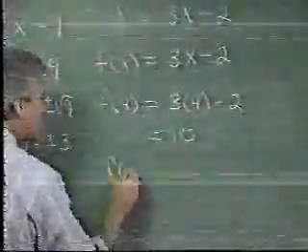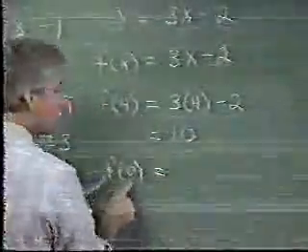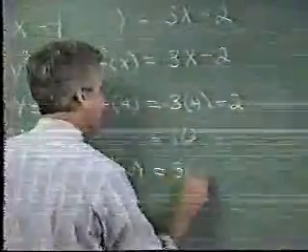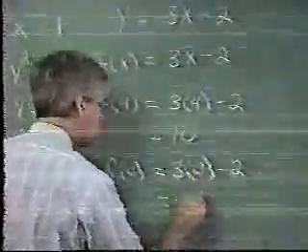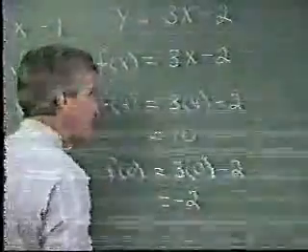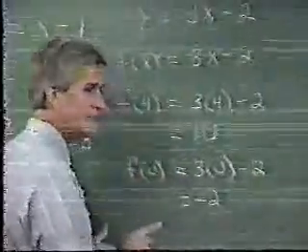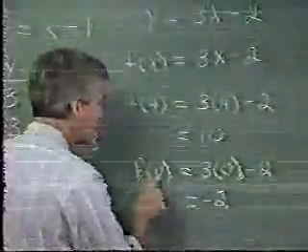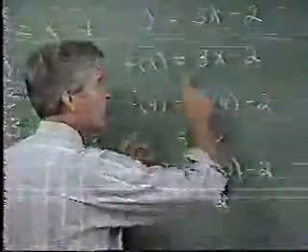F of 0 means in the f function, replace x with 0 and evaluate. Well, here we would have 3 times 0 minus 2, or simply negative 2. Now, we must understand that the replacement is a blind replacement. We don't care what is in this little parenthesis. Whatever is in that parenthesis replaces x in this expression.